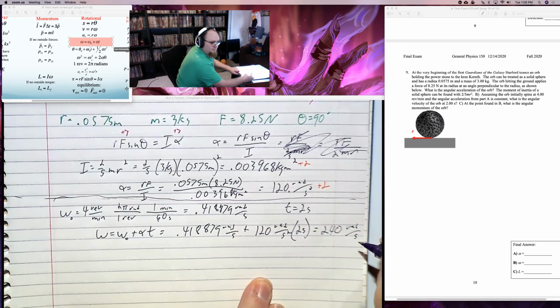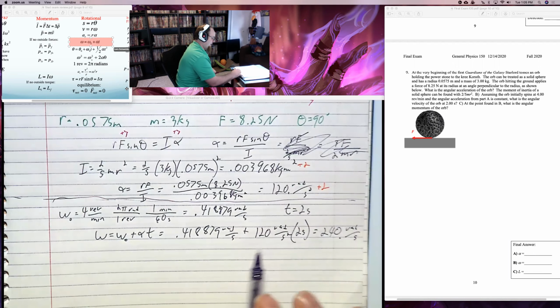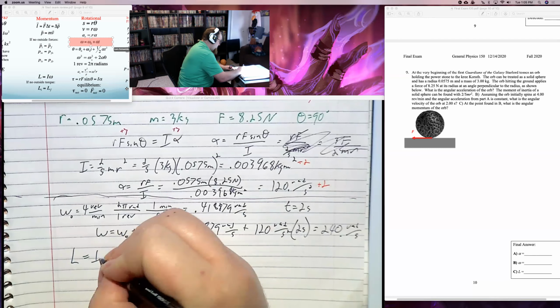Really? Oh, yeah, that makes sense, because it's going to be 120.418. Because of rounding, it just looks like that. Part C. At this point, what's the angular momentum? Well, it's really obvious what equation. There's only one for angular momentum: L equals I omega.